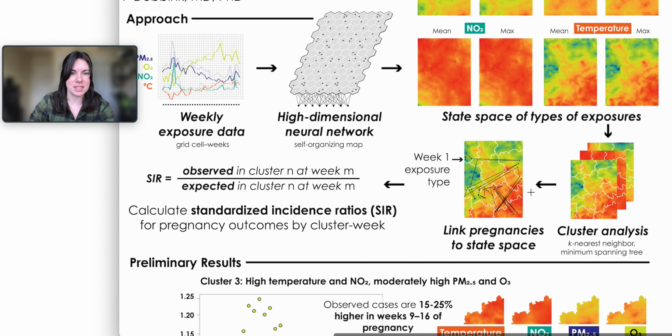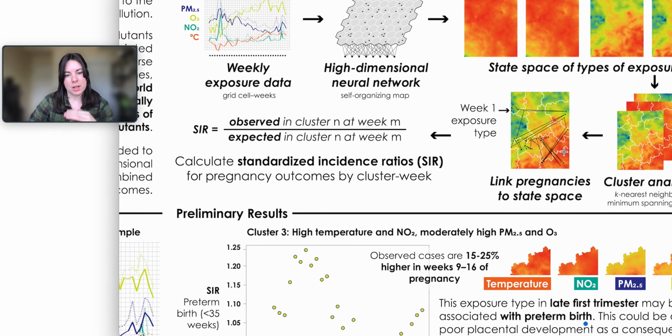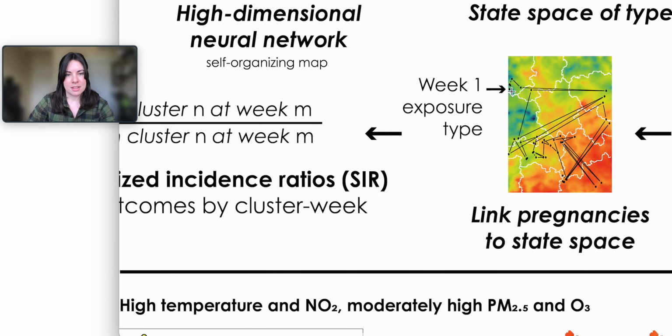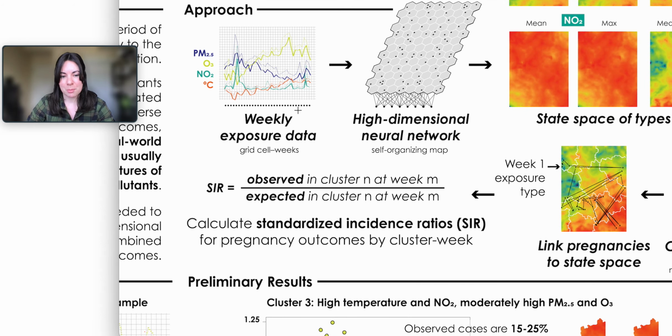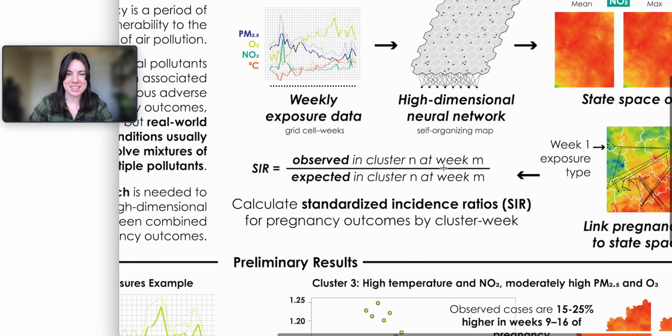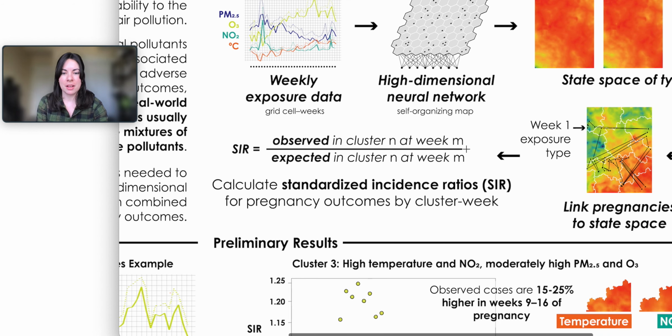Our next step is to make these exposures more interpretable, and we do this by performing a cluster analysis of the map. So we don't just say you have this very fine scale type of exposure, but you're in this cluster of types of exposures. And then based on the grid cell where a woman lives, we can then see what her exposure looked like throughout her pregnancy. So in the first few weeks of pregnancy, she was in this cluster with this type of exposure, and so on. So rather than dealing with all of these data points, we're just looking at her trajectory through these clusters. And our last step, it's a lot of steps, is to calculate standardized incidence ratios for a pregnancy outcome by cluster week.